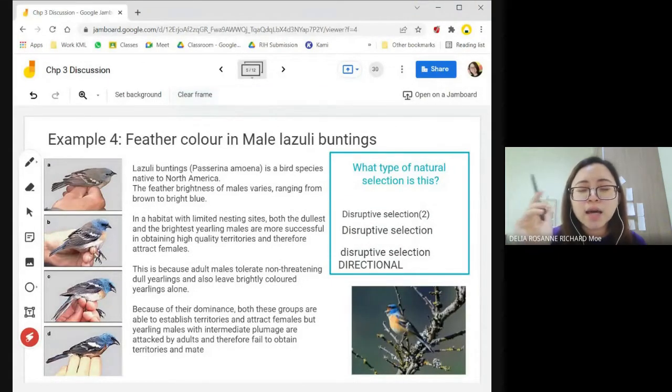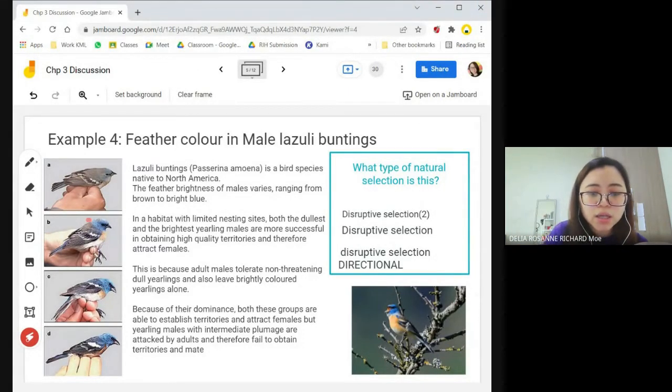Burung jantan yang lebih tua, yang lebih senior, yang lebih tinggi pangkat, dia akan bully yang tengah-tengah. Bila dia tengok yang warna coklat, dia akan rasa, ah, this bird so dull, so brown, so ugly. This bird cannot steal any of my female. I don't need to bully him.